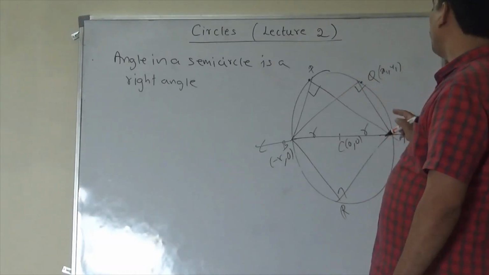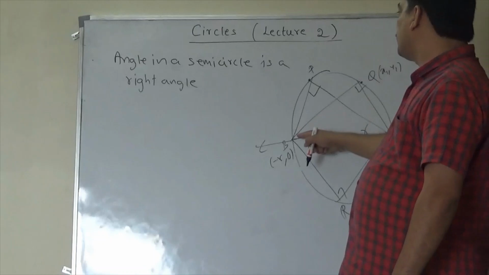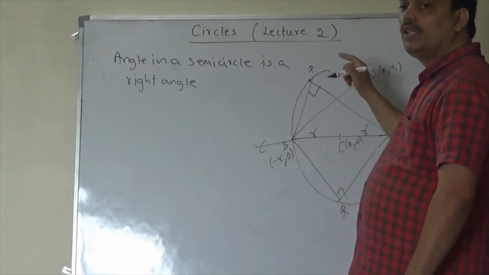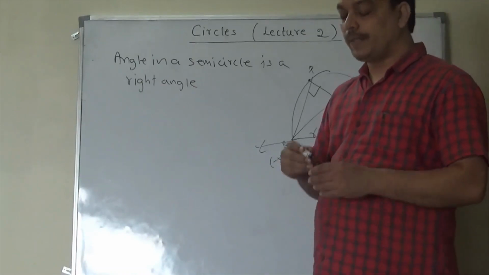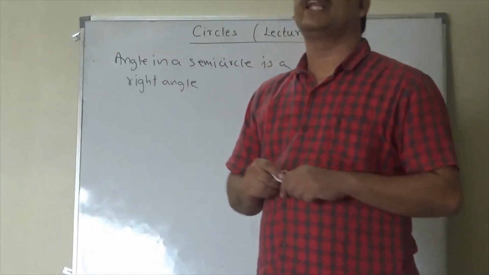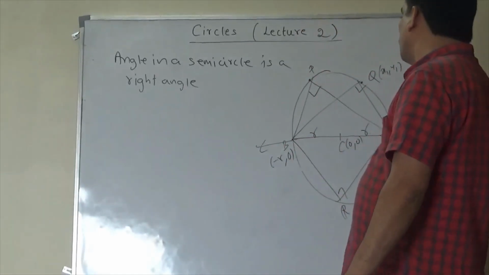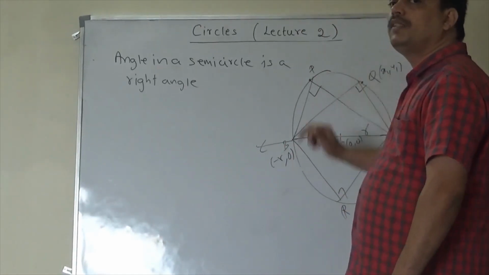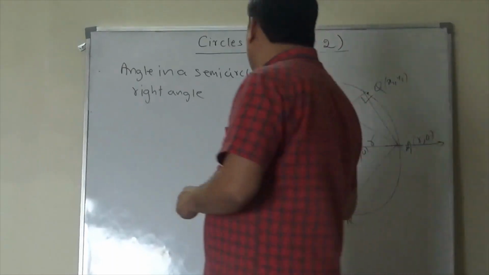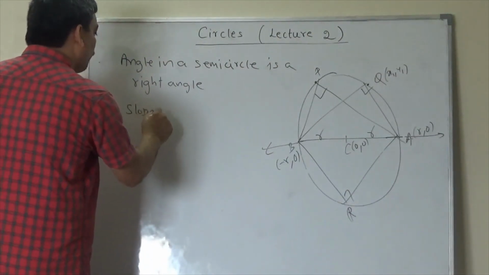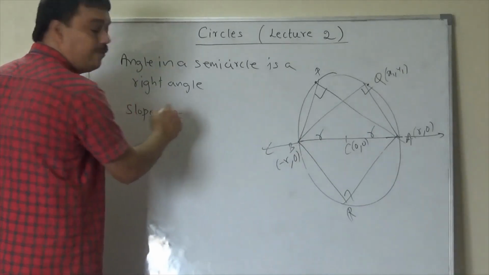Now in order to prove that angle AQB is 90 degrees, we need to show that AQ is perpendicular to BQ. Two lines are perpendicular whenever the product of their slopes is minus 1. That means I need to find the slope of AQ and the slope of BQ and prove that their product is minus 1. So let me write down the slope of AQ, and I call it m1.